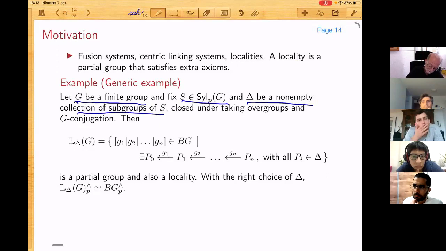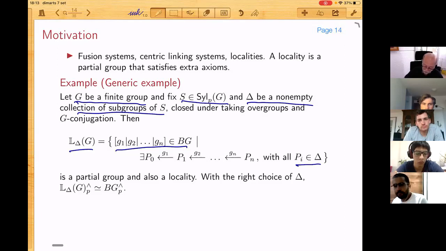And then this simplicial set is defined as the simplices in the bar construction of G for which I can find elements in this collection of subgroups such that I have a string of conjugation maps like this. So this would be, for instance, a conjugation map X is mapped to g_n X g_n inverse, right? And if this happens, this simplex belongs to the locality or the partial group that I'm defining. Otherwise, it doesn't, right? So this becomes a partial group and indeed a locality.